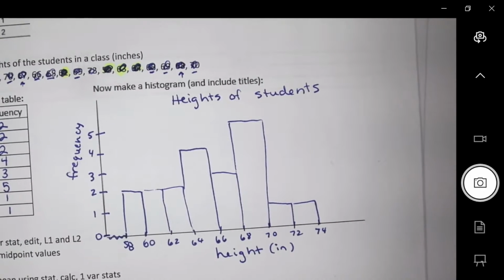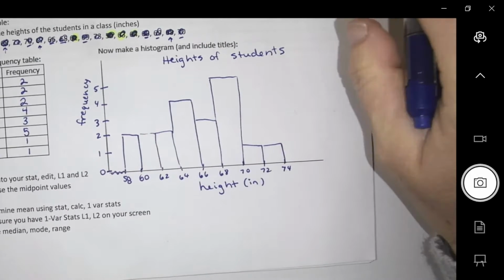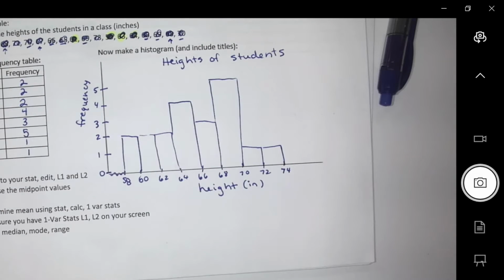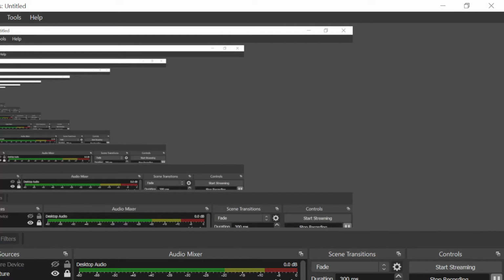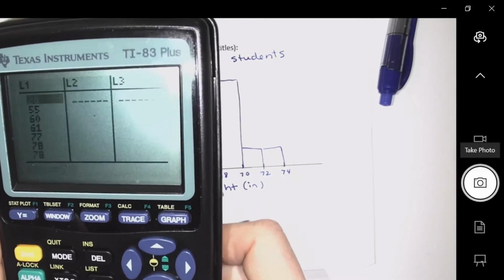Now we're going to learn how to type this into our calculator to let our calculator do the work that we did yesterday with mean, median, mode, and range. Okay? Okay, give me your stat button. Stat. You're going to edit.